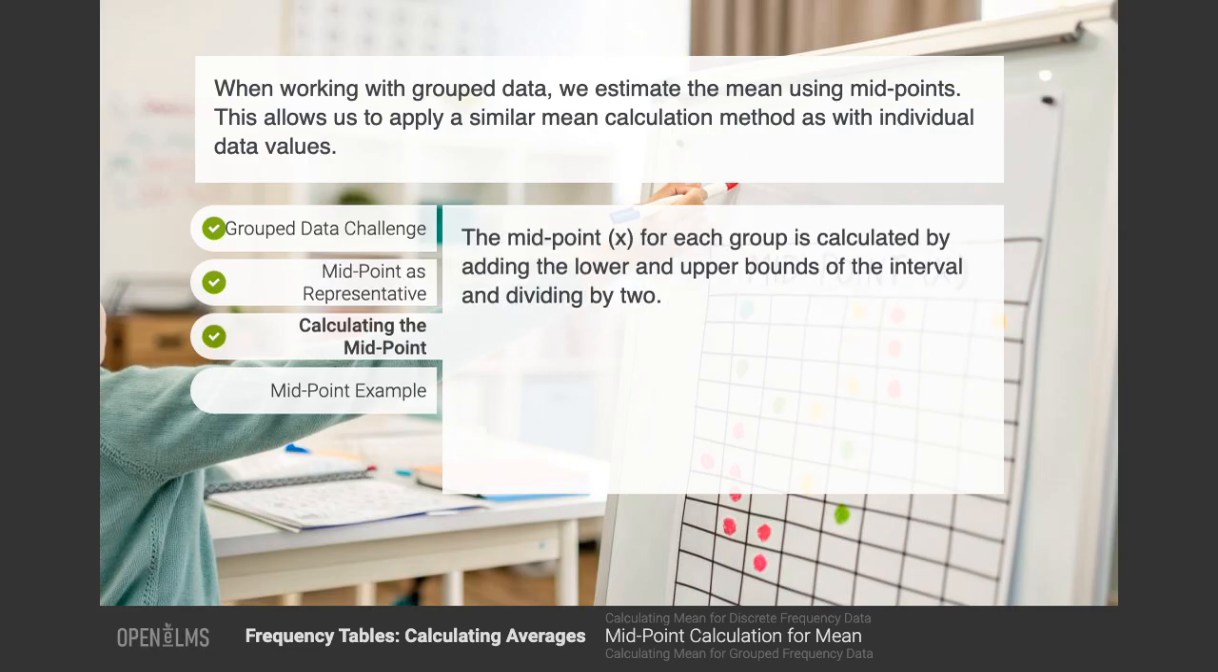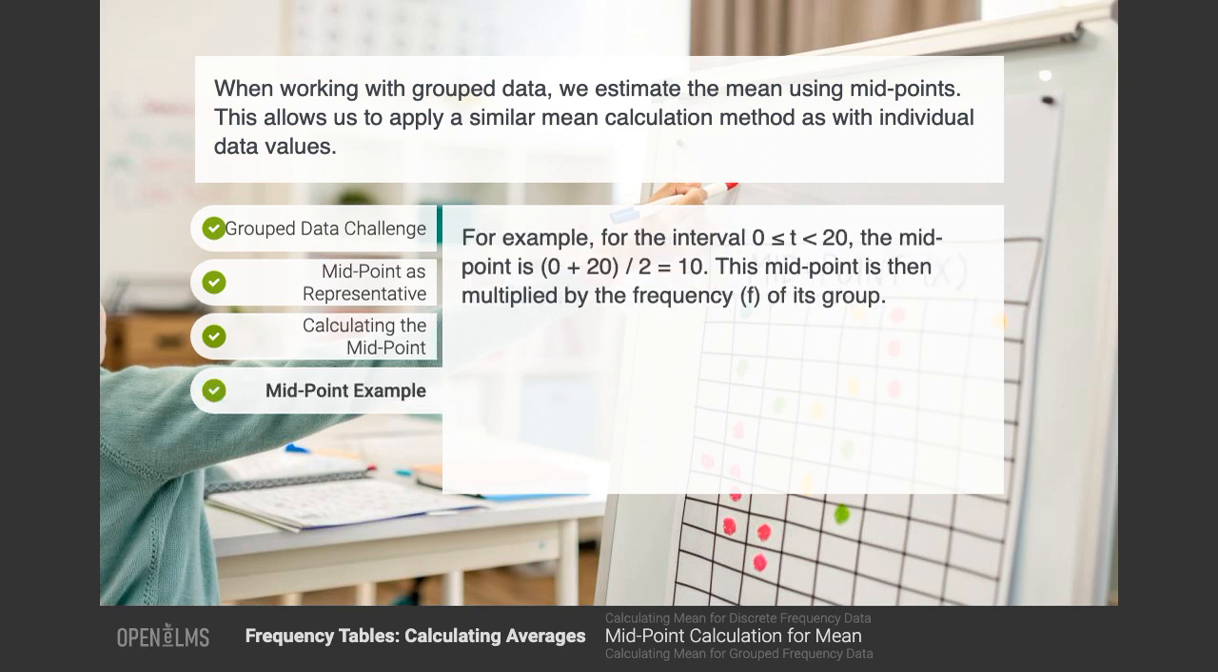The midpoint x for each group is calculated by adding the lower and upper bounds of the interval and dividing by 2. For example, for the interval 0 to 20, the midpoint is (0 plus 20) divided by 2, which equals 10. This midpoint is then multiplied by the frequency f of its group.